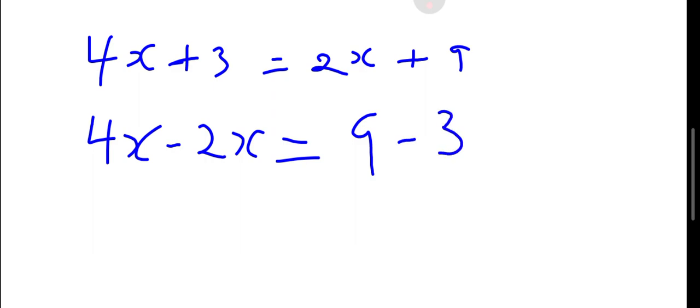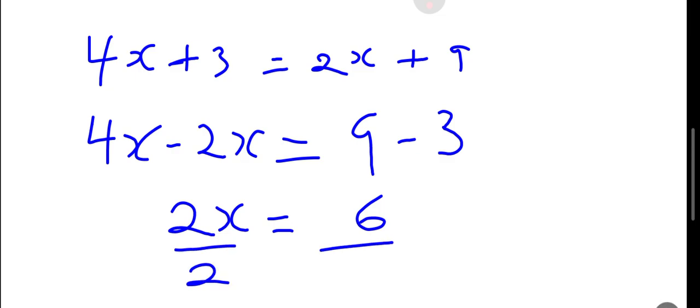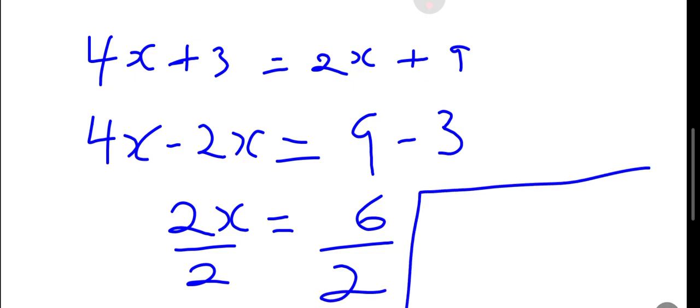So now we simplify. So 4x minus 2x will give us 2x. So 9 minus 3 is going to give us what? 6. So as usual, I divide both sides by 2. Then you have the value of x to be what? 2 cancels 2. 6 divided by 2 is going to give us what? 3. And that becomes the value of x.